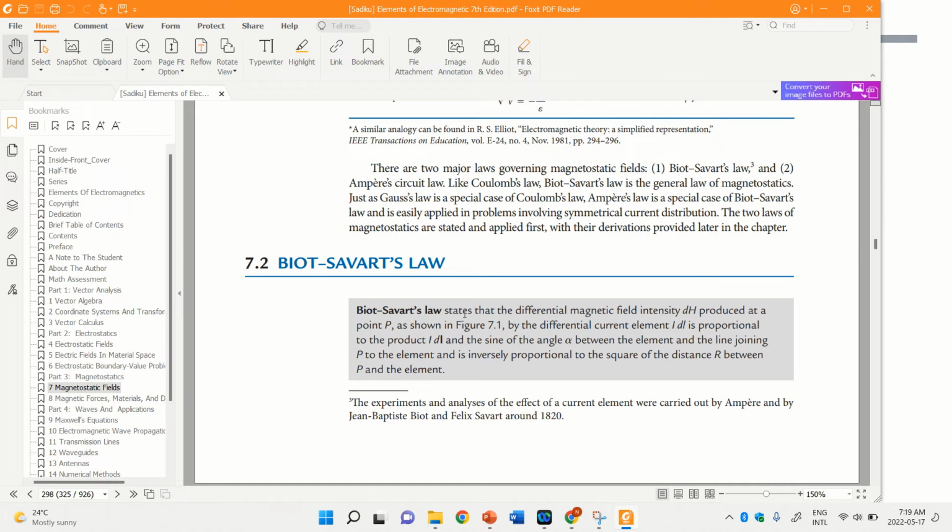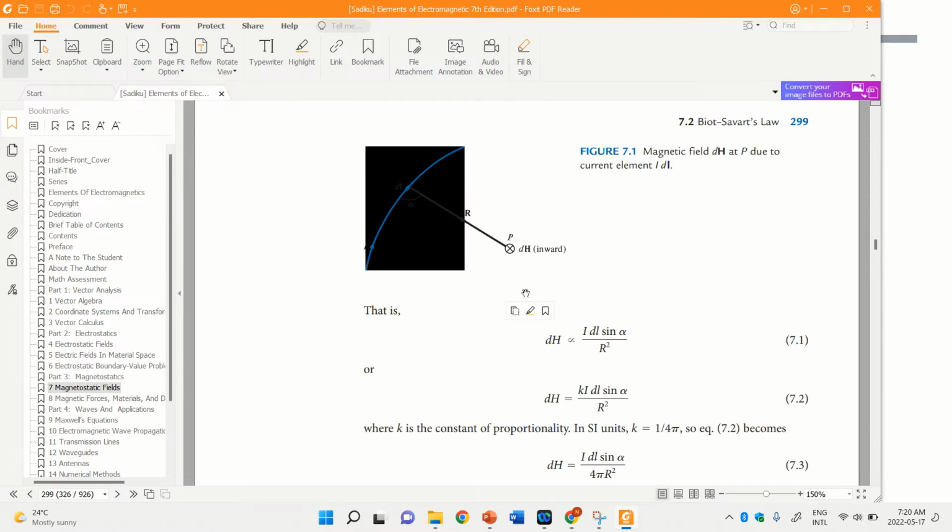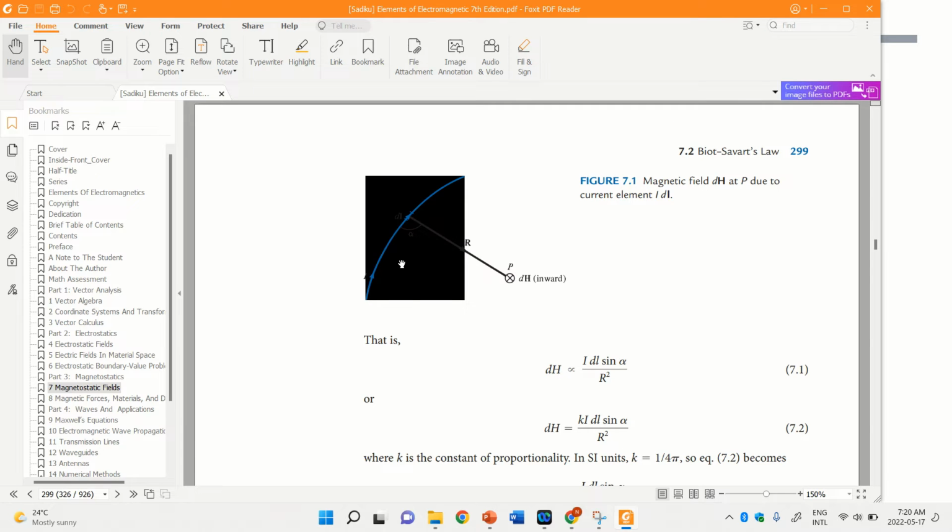Biot-Savart's law states that the differential magnetic field intensity dH produced at point P, as shown in figure 7.1. Usually if you have your book, it's not supposed to be black here. So this is the point P, and these are the currents. This is the sample area, and the sample is dL.